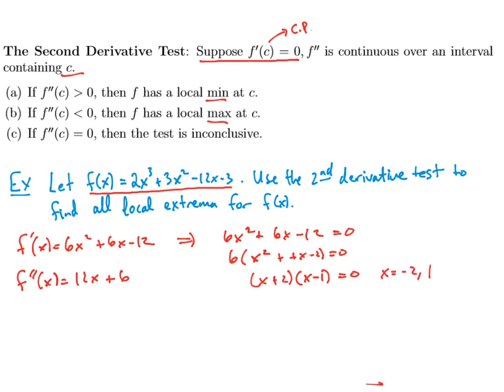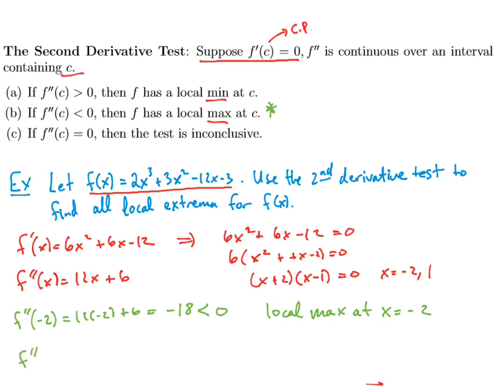So what the second derivative test is telling us is if we have these critical points, then when we input those critical points into the second derivative, that'll tell us some information. So f double prime of our first critical point, when I input negative 2, I get 12 times negative 2 plus 6. That's going to be equal to negative 18, which is less than 0. So because f double prime at negative 2 is less than 0, we have a local max at x equals negative 2.